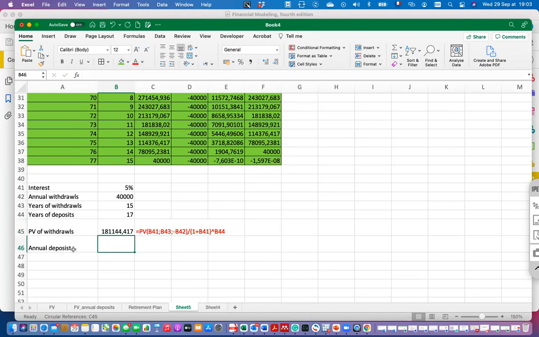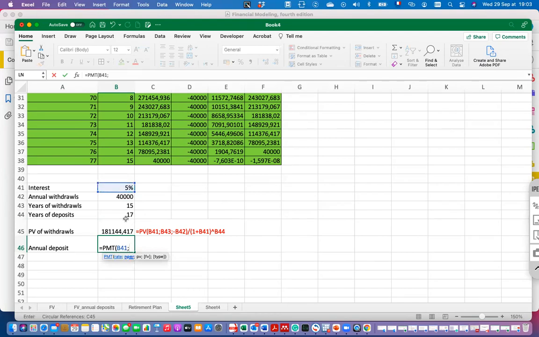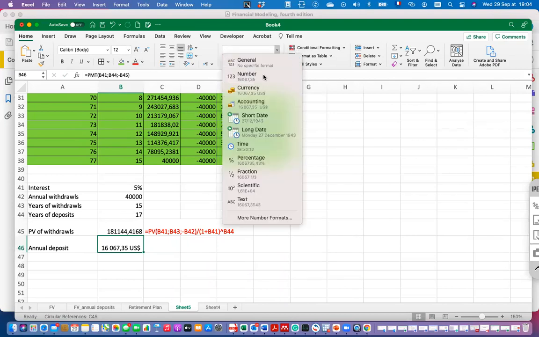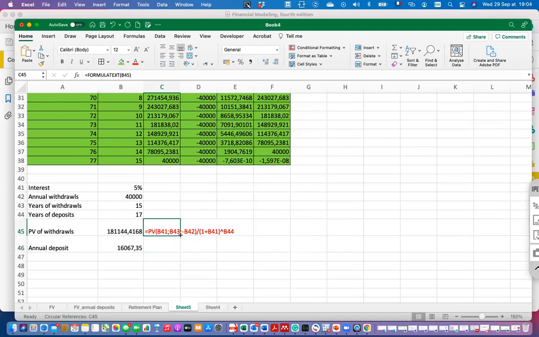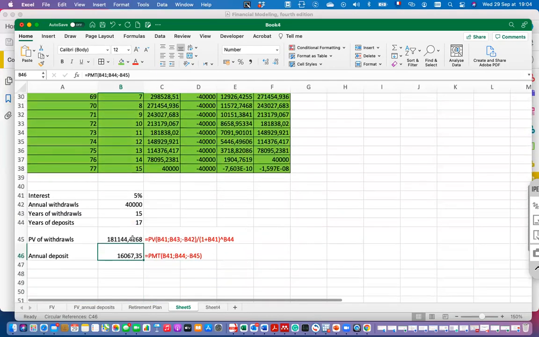Now the annual deposit is equal the flat payment, so rate of 5%, periods of deposits 17, and now the present value, which is minus its present value. You see, we have the same result. Doctor, we were very close. Yes, very close. If Maysoon hadn't answered correctly I would have given you a grade, but since she answered correctly, she deserves it.